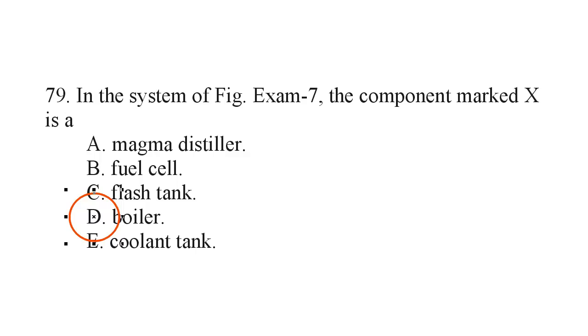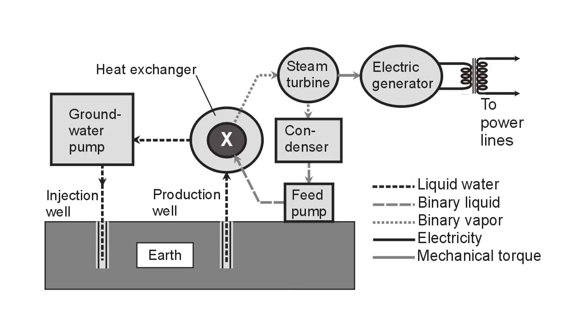It's a boiler. It's another one of those boilers in another system that makes steam to drive a turbine that produces electricity, just like a lot of different types of power plants do. So that's the answer. Here's the diagram again, figure exam-7, and the component marked X right there in the middle.